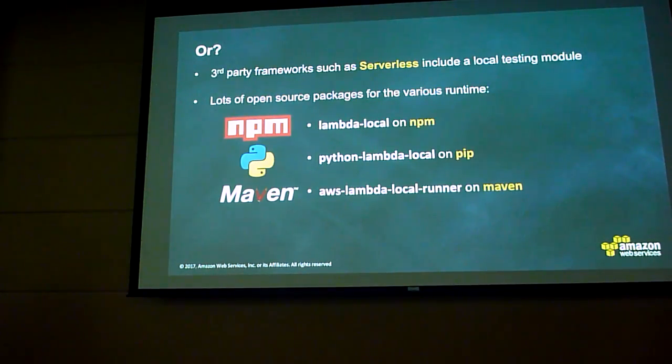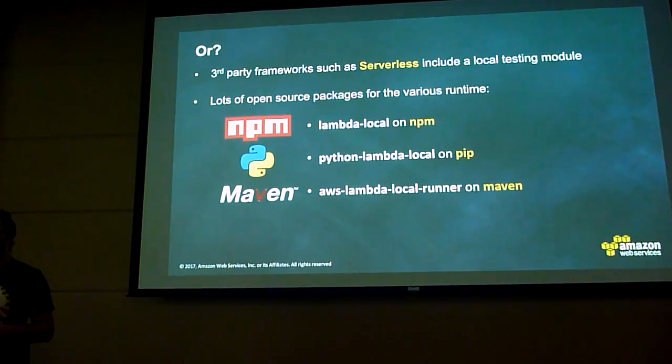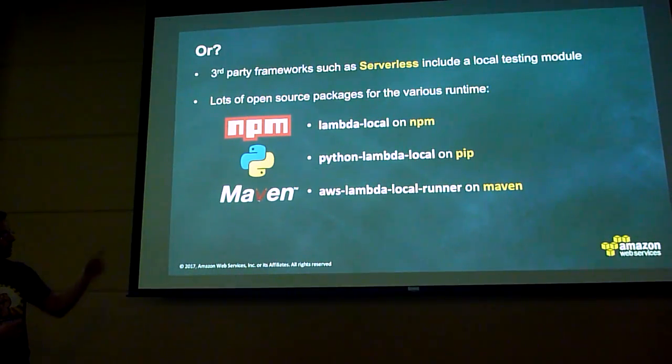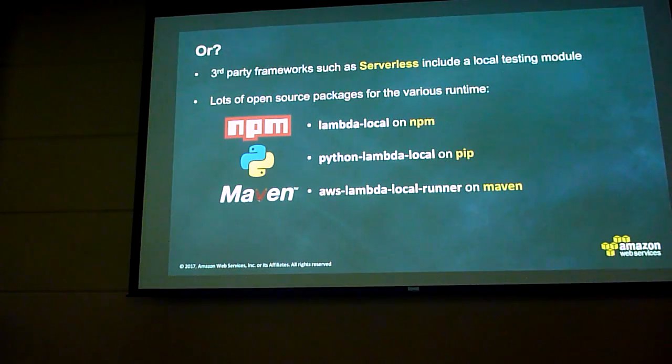Now, fortunately, the community has stepped in, and there's a lot of third-party frameworks that help you do exactly this. For Node.js, there's something called Lambda Local, which is the most popular. Python Lambda Local and AWS Lambda Local Runner. Java people always like the longest name. But yeah, there's lots of packages that make it very easy to emulate Lambda in local. And they do a pretty good job at keeping up with API changes and event object changes.